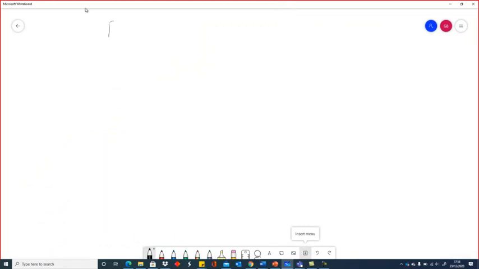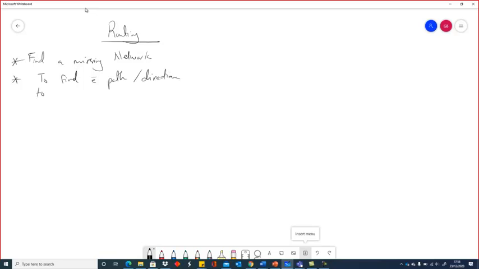So we're saying that routing is just a way to find the network, and secondly, to find out the path or direction to those missing networks.